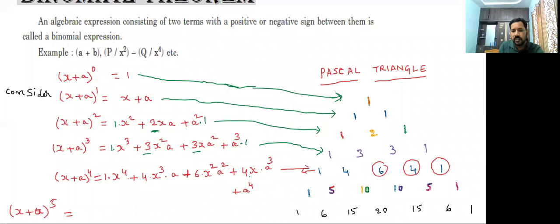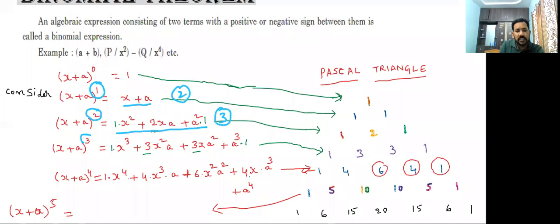Okay students, have you understood? By using these binomial coefficients, expand x plus a whole power 5. The first term degree is going to decrease. The second term degree is going to increase. And one more thing, observe that here the power is 1. How many terms are there? 2. The power is 2. How many terms are there here? 3. The power is 3. How many terms are there?